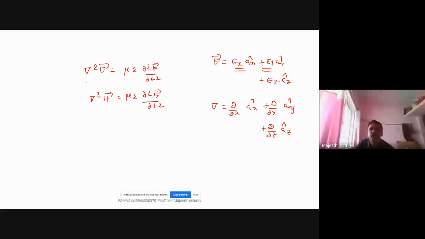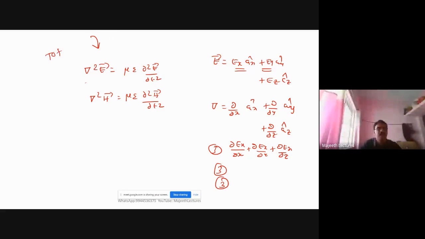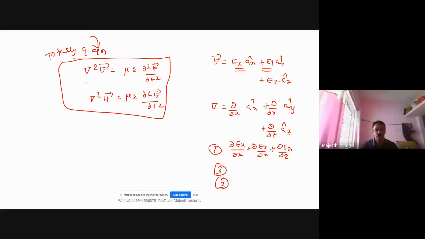When you substitute here, dou Ex by dou x first. Similarly, dou Ex by dou y, dou Ex by dou z. Similarly, for X we have three equations, for Y three equations, for Z three equations. So this is totally 9 equations, right? For us it appears like one equation, but inside this we have 9 different equations. It is very difficult to solve 9 equations.